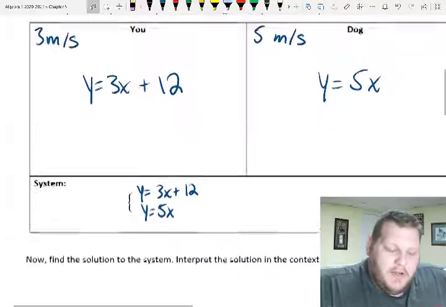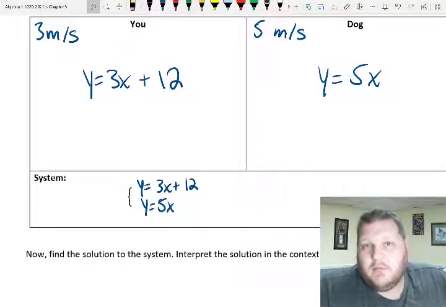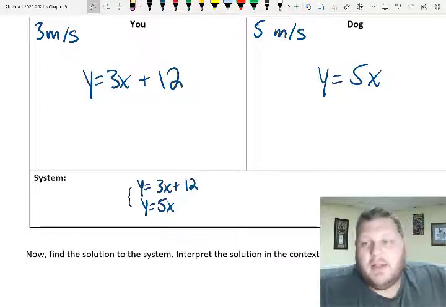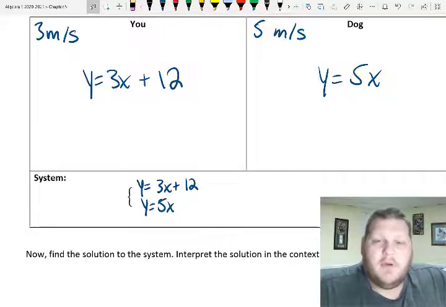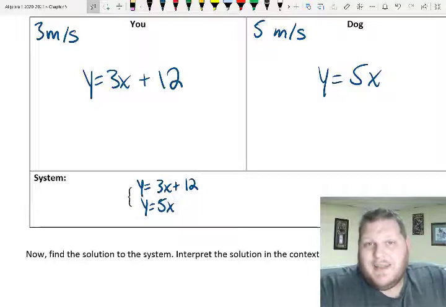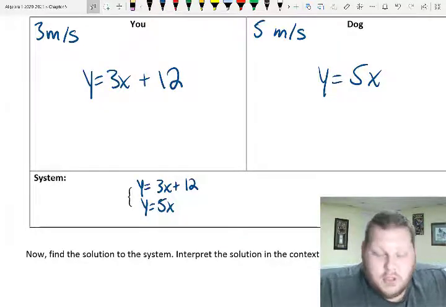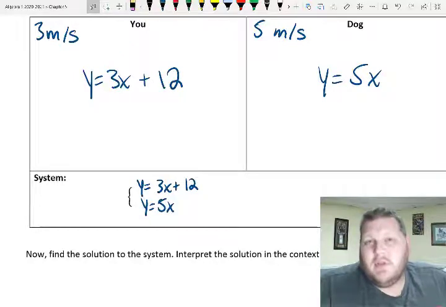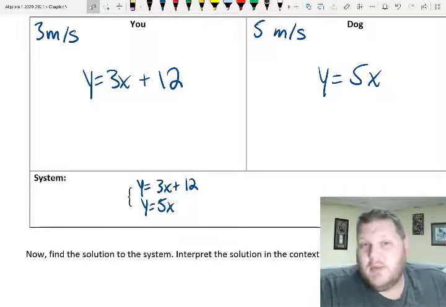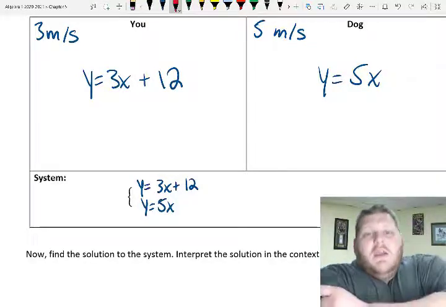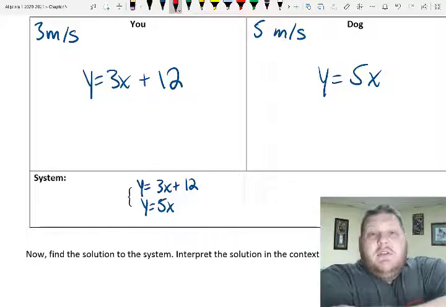So now we have to figure out where they intersect, which would mean where my lines intersect if I graph them, my solution to the system. Now, I could go ahead and find some graph paper and solve this system graphically, like we did yesterday. If I graphed the 2 lines, whatever point they intersect on the graph would be where the dog would catch up to you. But while this one is possible to graph, I want to be able to do things algebraically without having to rely on graph paper. So we're going to use this method called substitution.